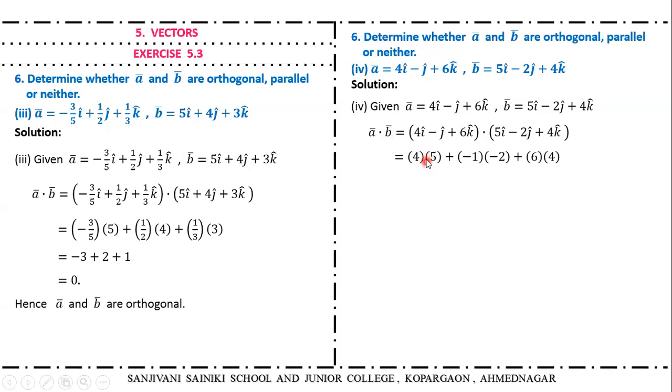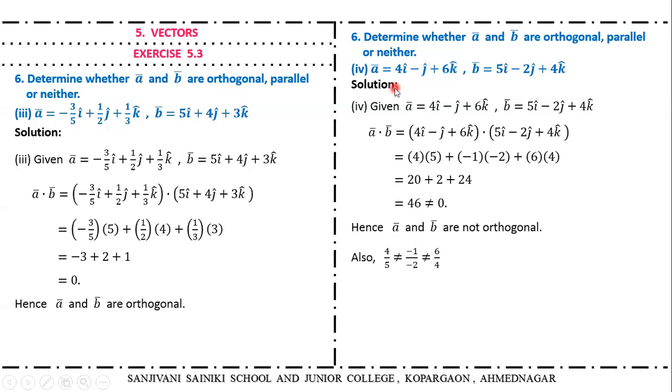As this dot product is not equal to 0, it comes out to be 46. So A bar dot B bar is not equal to 0, and hence the vectors are not orthogonal. They are not perpendicular. Now we have to look forward and check for parallel.